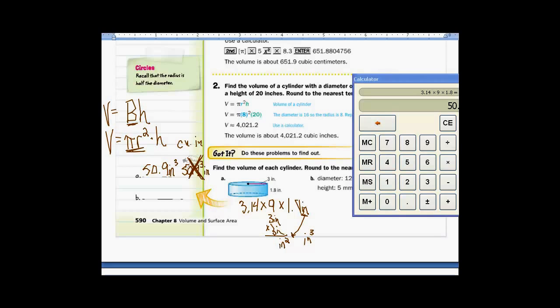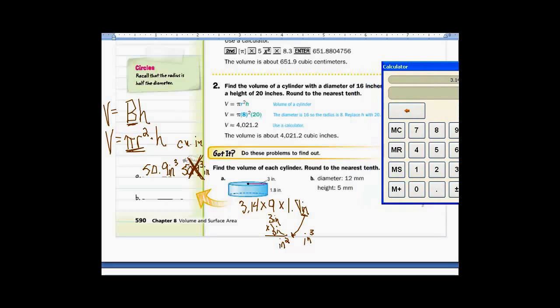Now, let's do B. Diameter 12 millimeters, height 5 millimeters. Well, they don't really give you a lot of information, but they give you all that you need to know. So we are talking about pi times radius squared. What's the radius? It is not 12. So pi times radius, which is half of the diameter, so the radius is 6, times the height, which is 5.